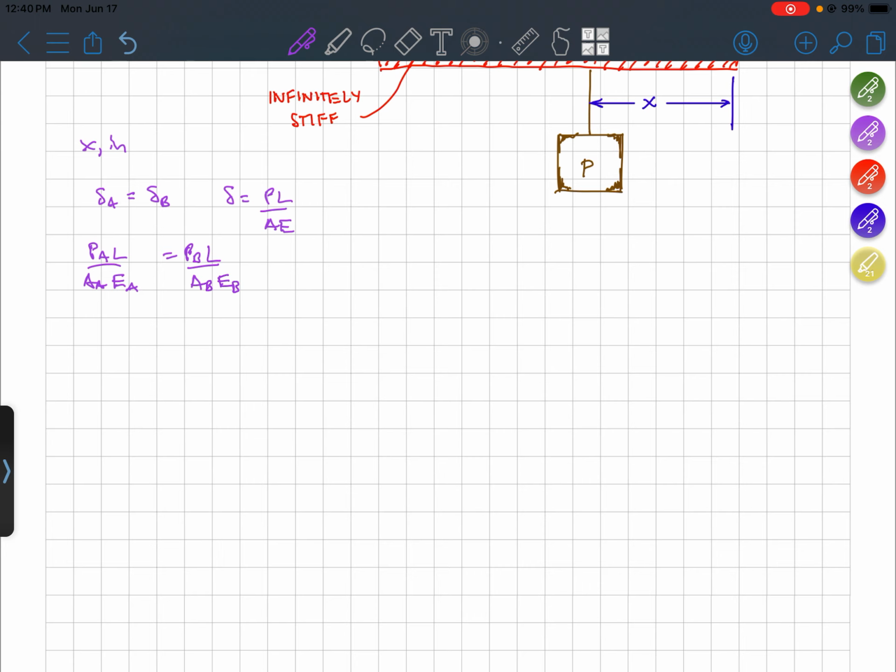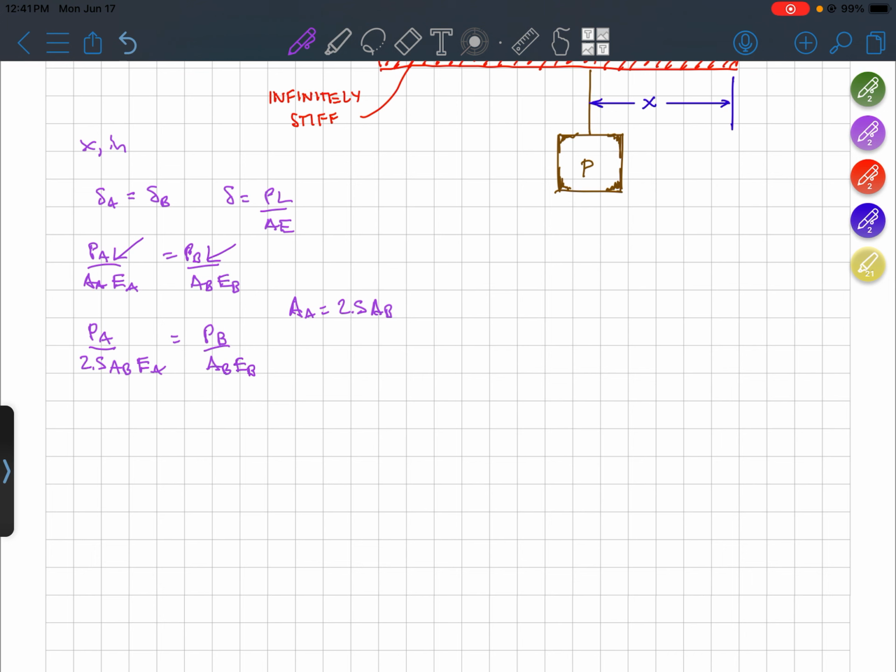There can be a lot of letters in this problem. Remember that the area of wire A is equal to 2.5 times the area of wire B. So I'm going to rewrite this: P_A over 2.5 A_B E_A equals P_B over A_B E_B. My L's up here cancel, so I should have said that.